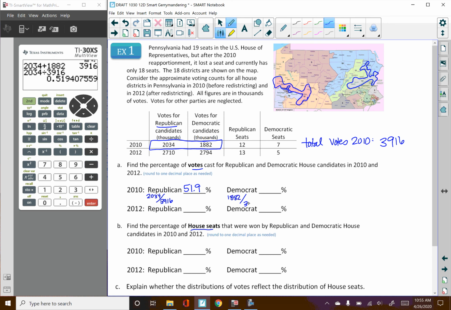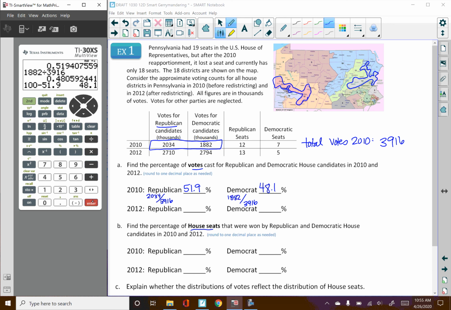1882 divided by 3,916, or I'll show you two ways. 1882 divided by 3,916 gives us 48.1. Or you might notice, oh, they have to add up to 100% in this case, because we're neglecting other parties. So there probably really were some independent or other party votes, but we're just keeping it simple. So you could just do 100% and then subtract the 51.9% to get that 48.1. So either way you like.